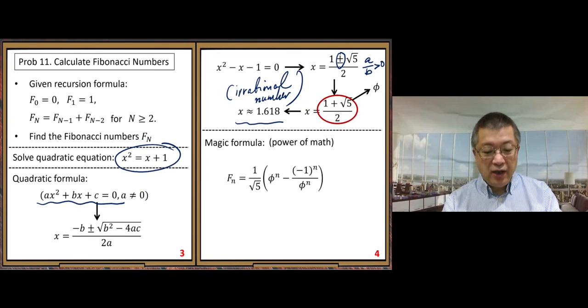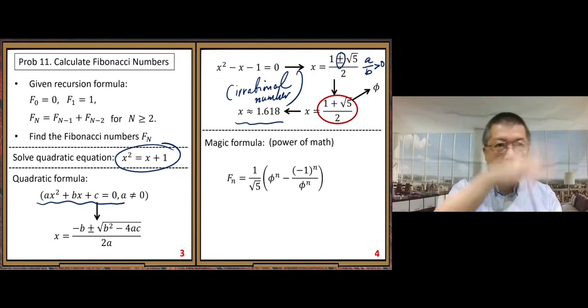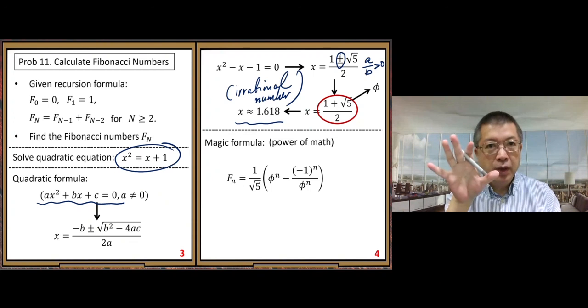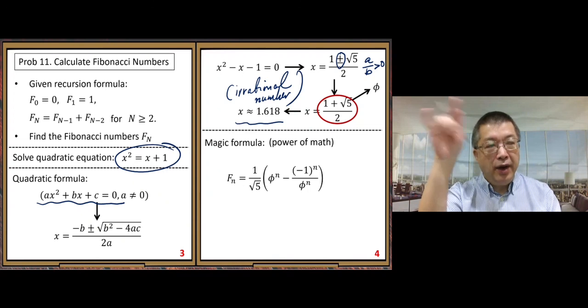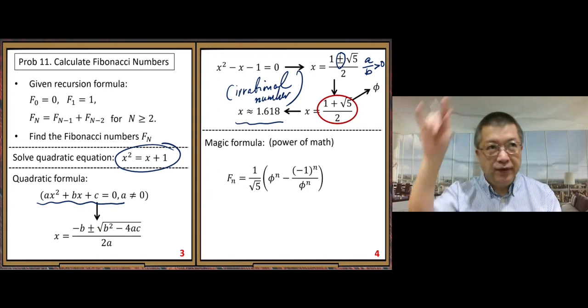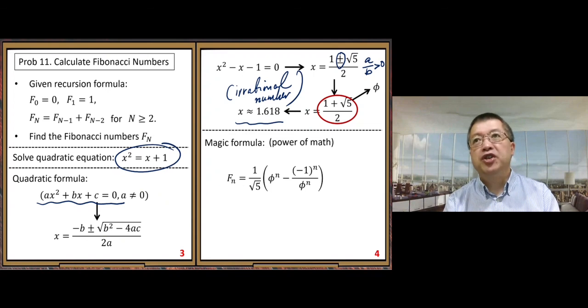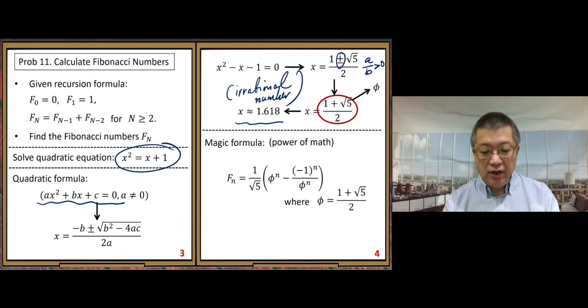All right, I'll give you the formula first. F sub n, the Fibonacci number, equals 1 over root 5 times parenthesis phi to the nth minus negative 1 to the nth over phi to the nth. That is the Fibonacci number expression. Here, phi equals 1 plus root 5 over 2.